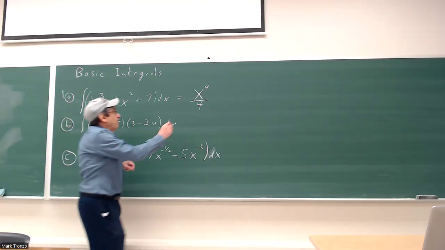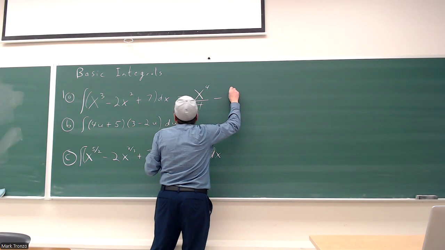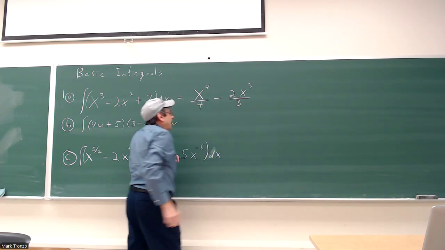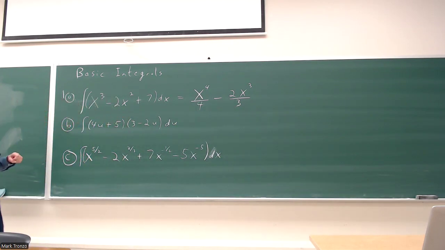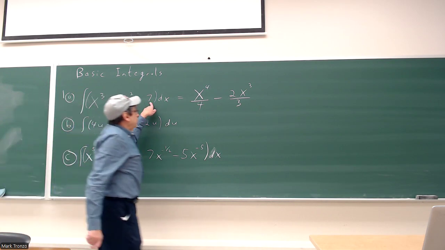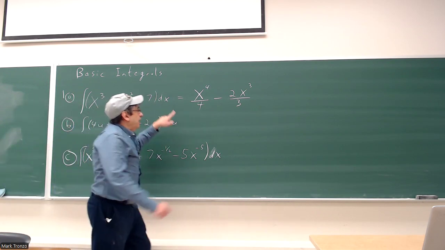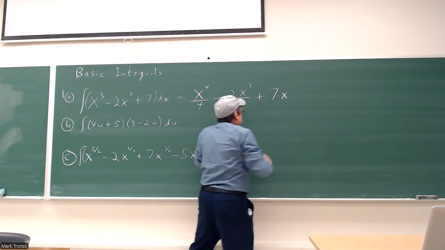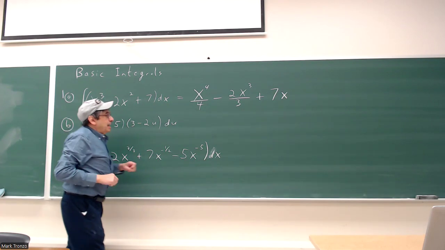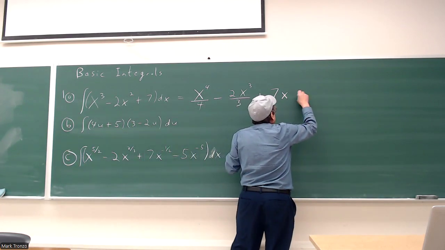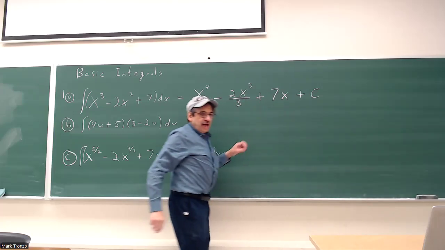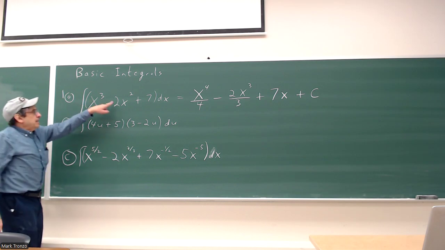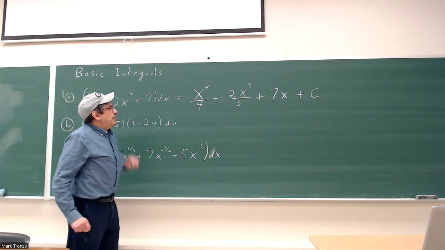Same thing over here, add 1 to the exponent and divide by the new exponent. Same thing over here. Now, of course, this is like x to the 0 power, so we can just call this 7x. And since we don't have bounds, we're going to have to always add a constant. Again, always add 1 to the exponent and divide by that new exponent.